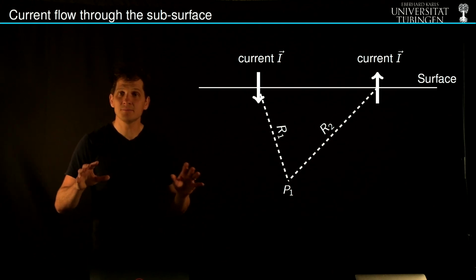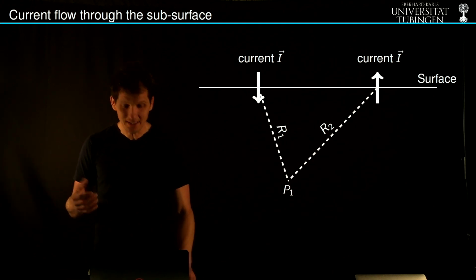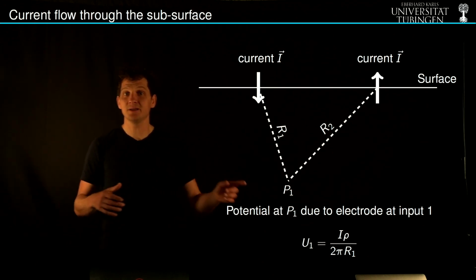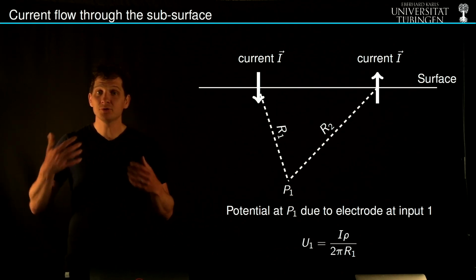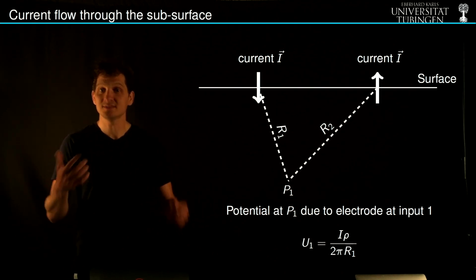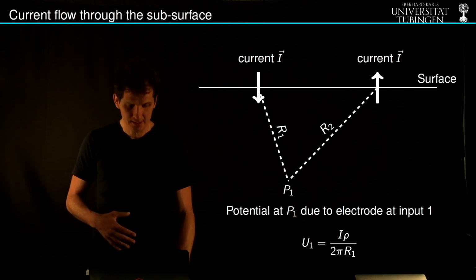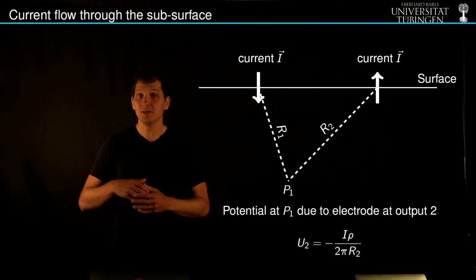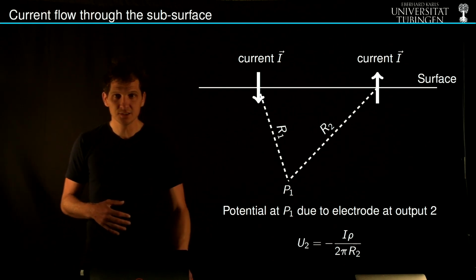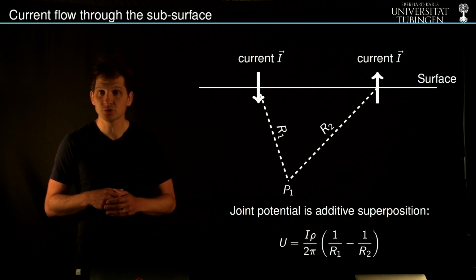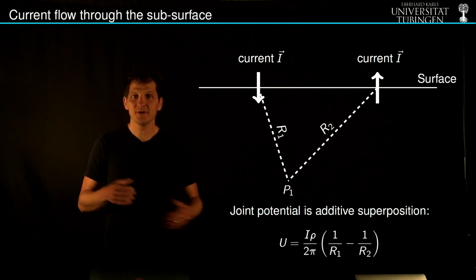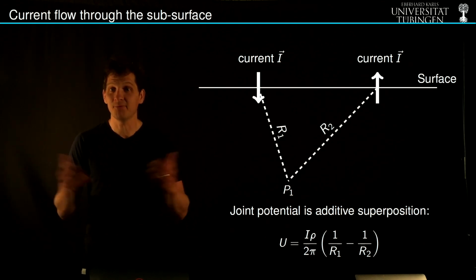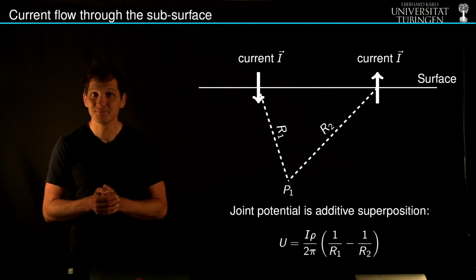Now the solutions from the previous step come in very handy. The potential at P1 due to the electrode 1 is given by the solution from the previous step, and the potential at P1 due to the second electrode can be described in the same way, but with a negative sign to account for the different polarity. So the joint effect will be the superposition of the two contributions, and this type of expression is familiar to us. It strongly resembles the potential of a magnetic dipole that we derived previously.